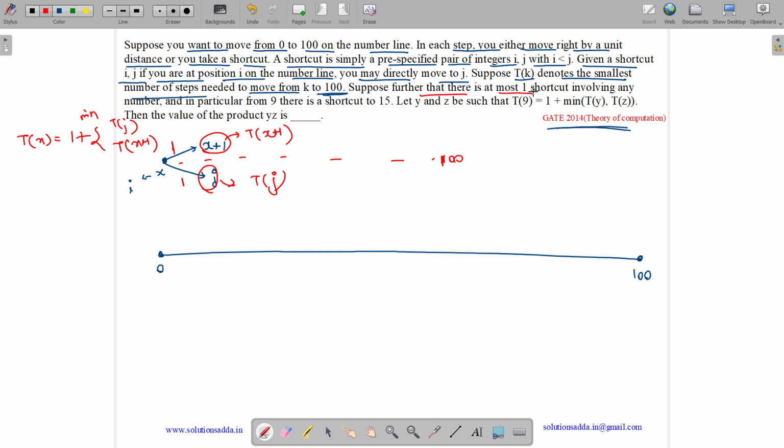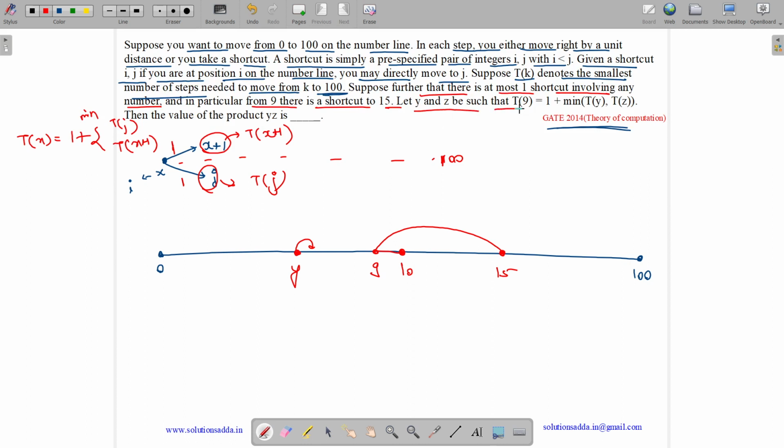Suppose further there is at most one more shortcut involving any number. From any point, at most one shortcut can be there. Let us suppose we are at y. Then from y, either there is a shortcut or there is no shortcut. If there is no shortcut, there is no choice. Go to next move. But if there is a shortcut, there is only one shortcut, not more than one. And in particular, from 9, there is a shortcut to 15. Which means from 9, either we can make the general step and come to 10, or we can make a shortcut and come to 15.